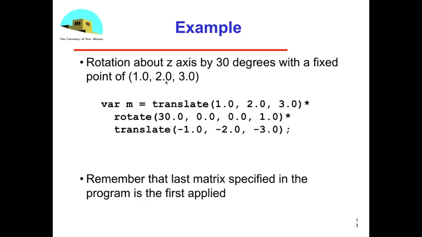Okay, let's do a couple of very simple examples of trying to do a 30-degree rotation with a fixed point of 1, 2, and 3. So we translate back to the origin. Last one specified is the first one applied. We then rotate by. Actually, I need to redo this example here. So let me break here, and I'll come back and fix this.